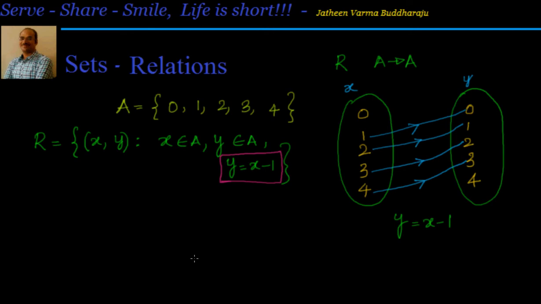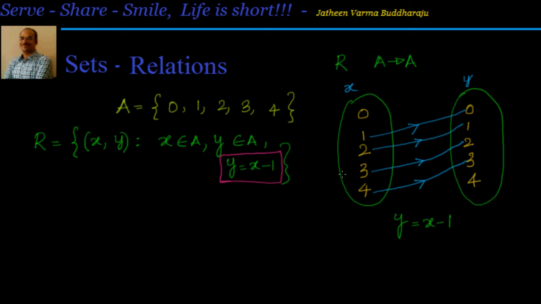Now you can see here, not all the elements of A, either in the first set or in the second set, are completely linked up. That means it's not a cross product. You can see that cross product means 0 should be linked up with all elements in the second set, and the next 1, 2, 3, 4 respectively.